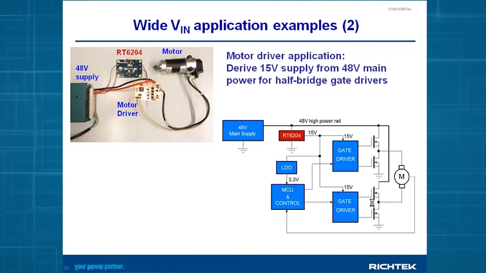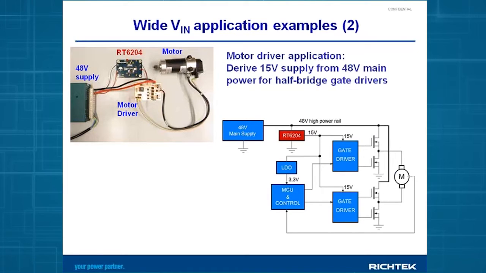Another example is a motor driver. For motor drivers, you normally need a high input voltage, like the 48 volt industrial supply range, and the motor driver normally uses 2 or 3 half bridges, which each need around 15 volt biasing supply for the gate driver bias. And these normally also use in the order of 100 or 200 milliamps of driving current.